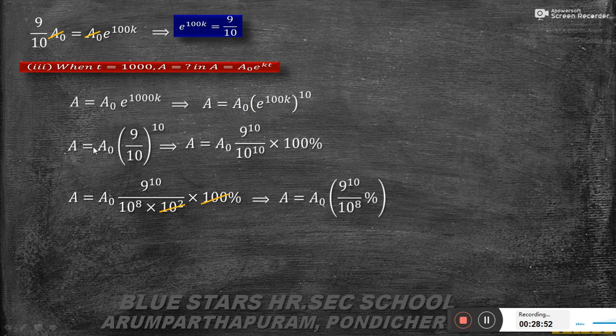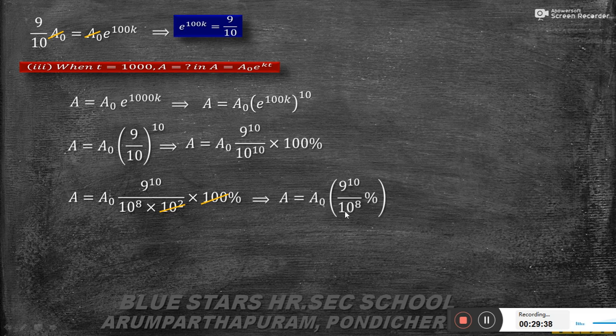So next step, A equal to A naught, this e power minus λt is 9 by 10. So A naught into (9 by 10) whole power 10. So the next step, I write A equal to A naught (9 by 10) whole power 10 into 100%. So therefore I write A equal to A naught 9 power 10 by 10 power 8 into 10 square into 100%. Here 10 square is 100, so the 100 cancels. Therefore A equal to A naught 9 power 10 by 10 power 8 percent. This is the answer for this problem.